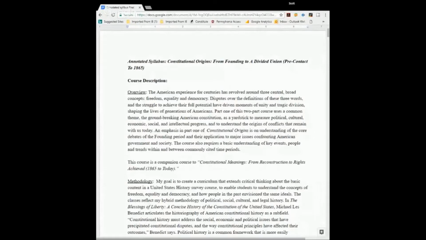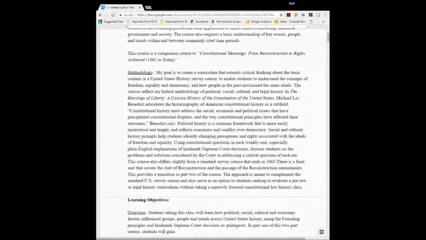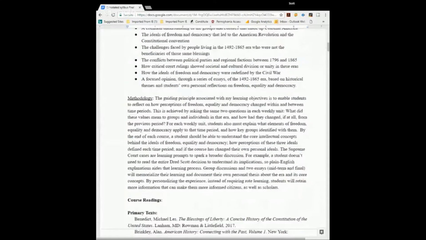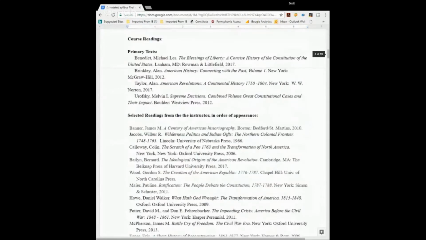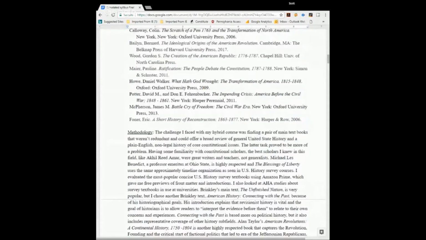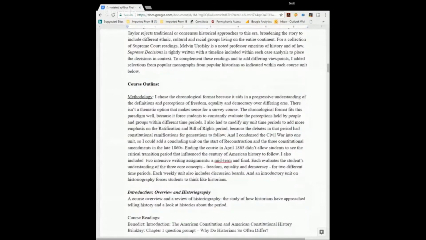So far in my syllabus, I'm at the point where I've thought through my methodology. I've looked through the books that I did for the annotated bibliography. I've looked through your books that you listed on the shared spreadsheet. And I pretty much have my methodology done for the course description, the learning objectives, course readings with a methodology, and a methodology for my course outline.